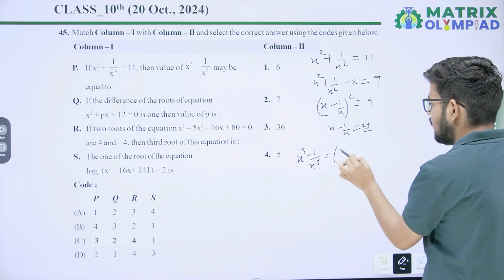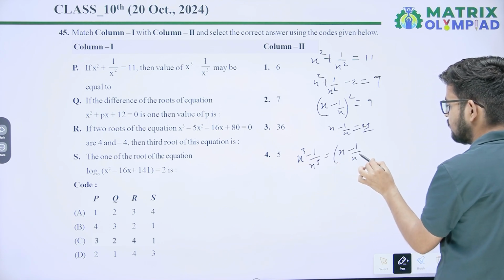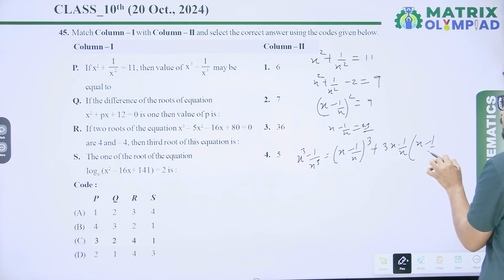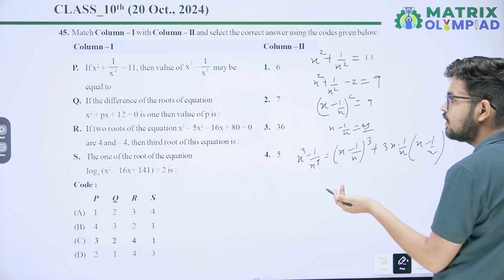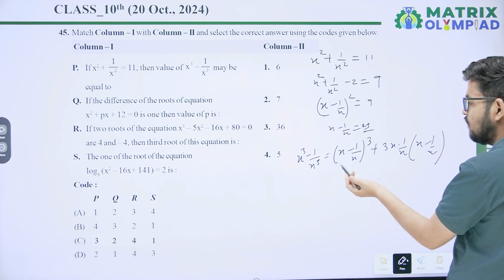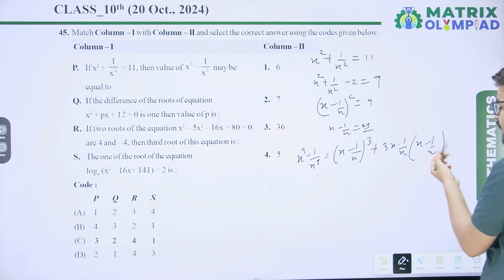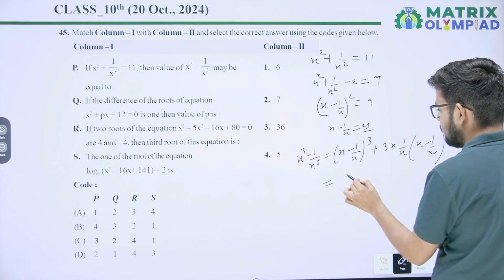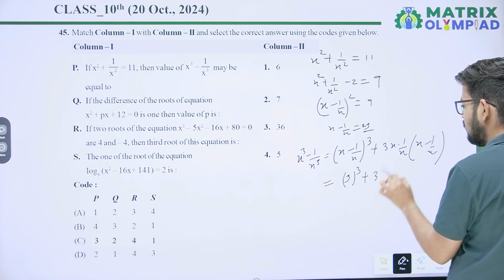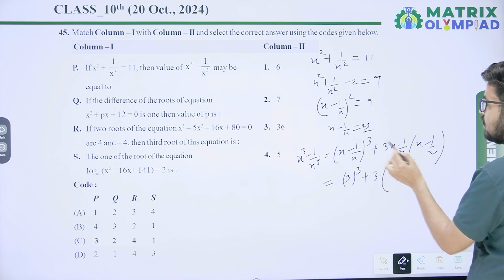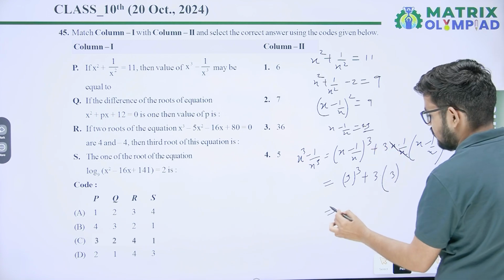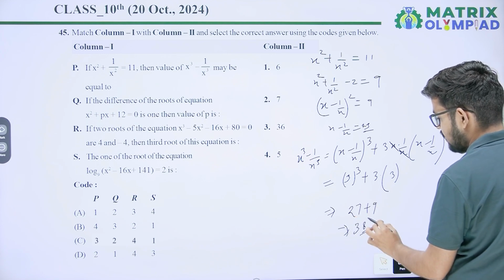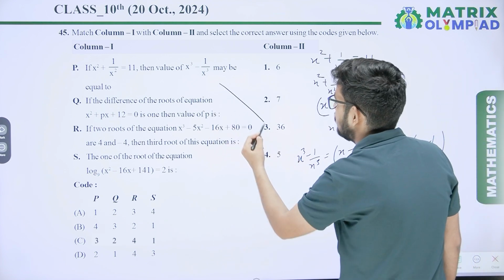So it will be (x minus 1/x) whole cube plus 3x into 1/x, times (x minus 1/x). You know very well the concept of a cube minus b cube equals (a minus b) whole cube plus 3ab into (a minus b). So x minus 1/x is 3, so 3 cube plus 3, where x and 1/x cancel out, x minus 1/x is 3. It will be 27 plus 9, that is 36. So our correct answer is 36.